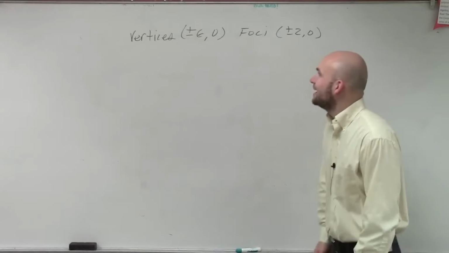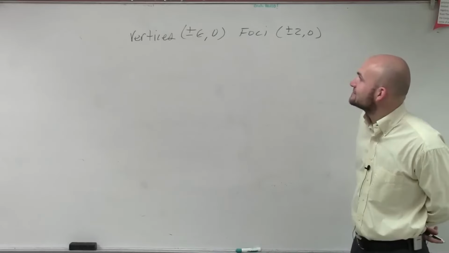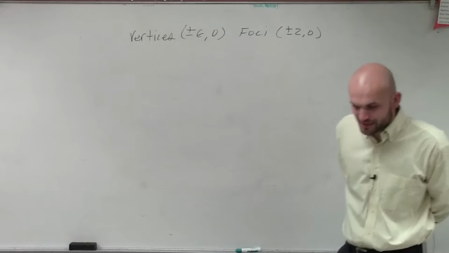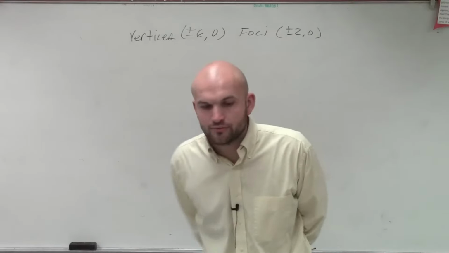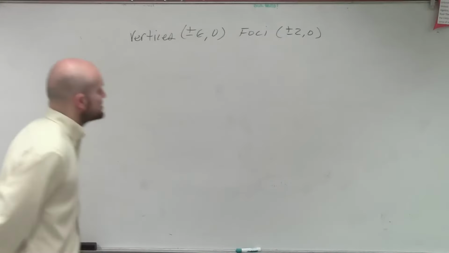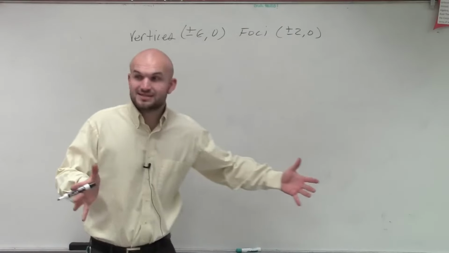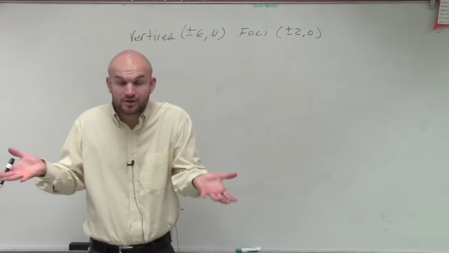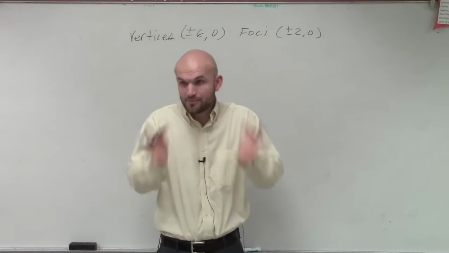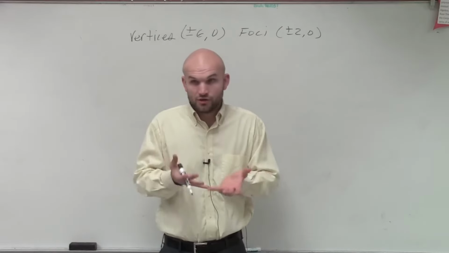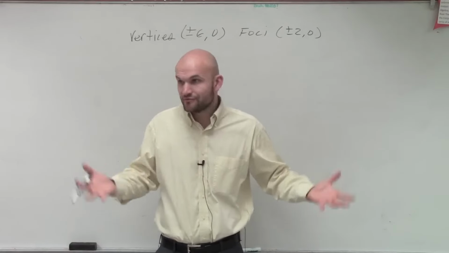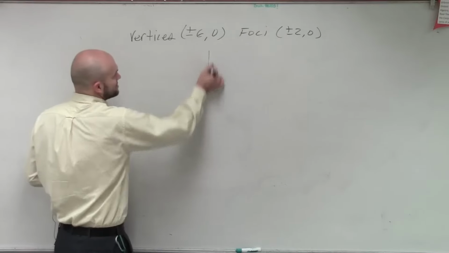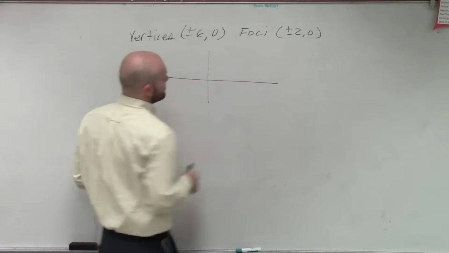So anyways, we're given the vertices, plus or minus 6, comma 0, and the foci, plus or minus 2, comma 0, and I'm asking you to write the equation. So, ladies and gentlemen, remember the parabolas when I said I was given the information? The first thing I said is there's only two equations. It either opens up or down, or left and right. The only way to figure that out is to plot the information and see what's going to make sense. Exact same thing with this. So let's just plot the information and see what makes sense.